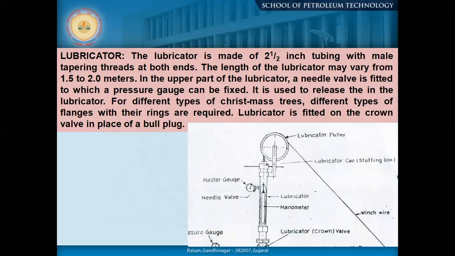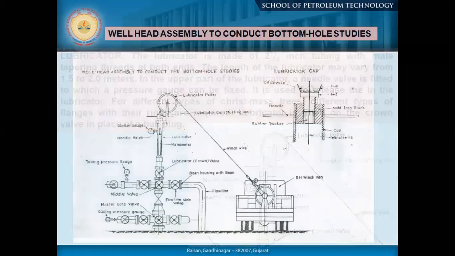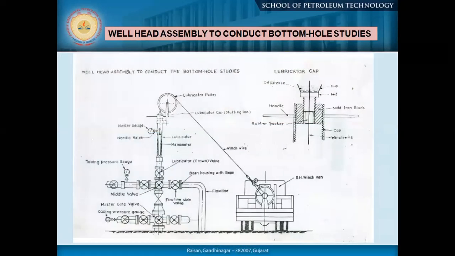Lubricator is, if I go back to the previous slide, you can see above the lubricator valve, whatever arrangement is there in a rod form, that is our lubricator. The whole length is lubricator. Above the lubricator, we add the lubricator pulley. And you see the lubricator cap is there. The lubricator cap is expanded in the right side figure.